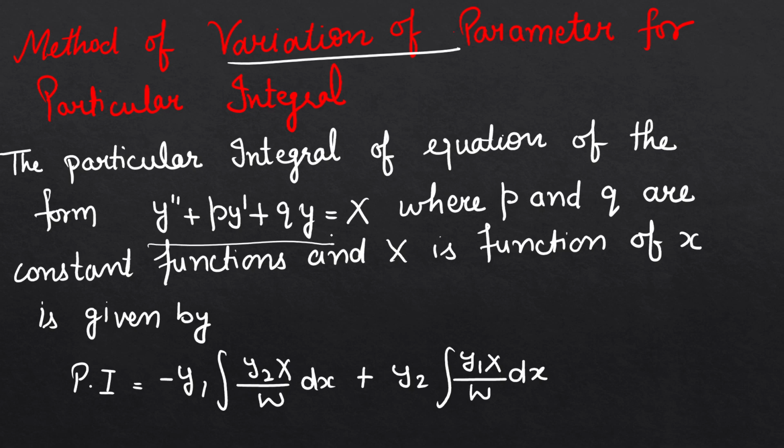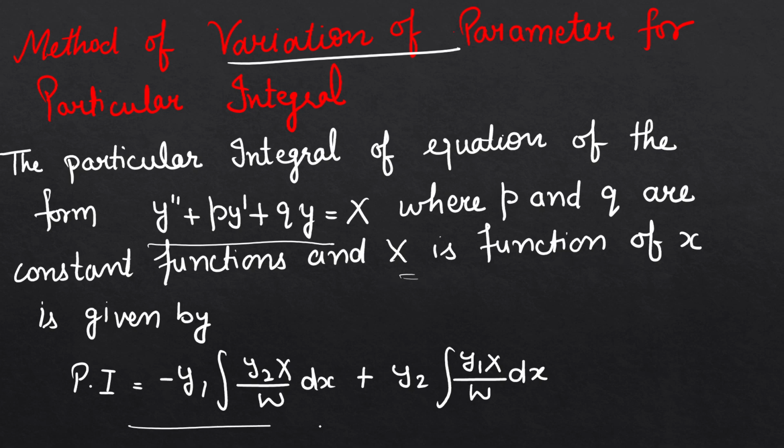Equation of the type is y double dash plus py dash plus qy equal to x. As we can see that it is a second order differential equation, and second thing is that it is a non-homogeneous differential equation. So we will know that if we have non-homogeneous differential equation, only in that case we are able to find particular integral. Okay, then here what are p and q? P and q are constants, and x, what is x? X is a function of small x.